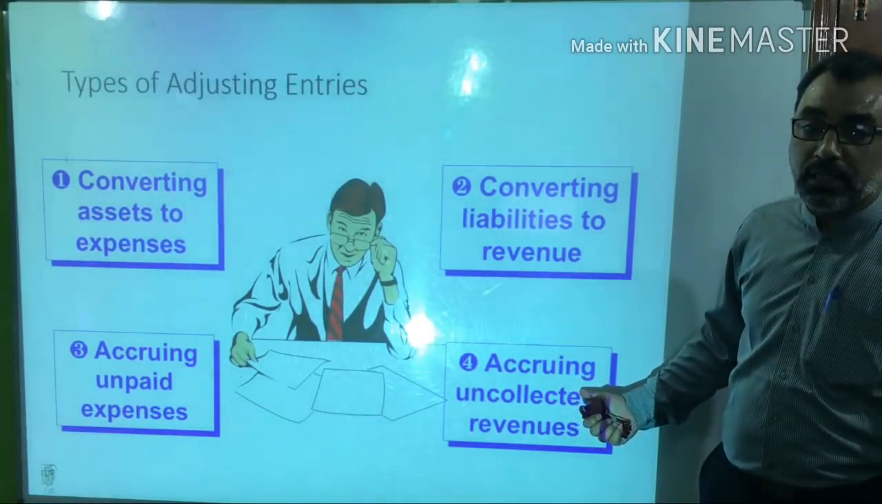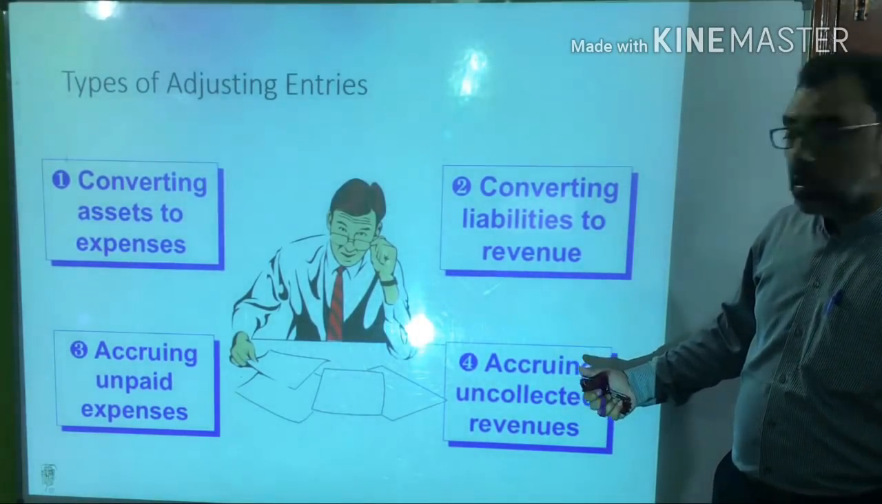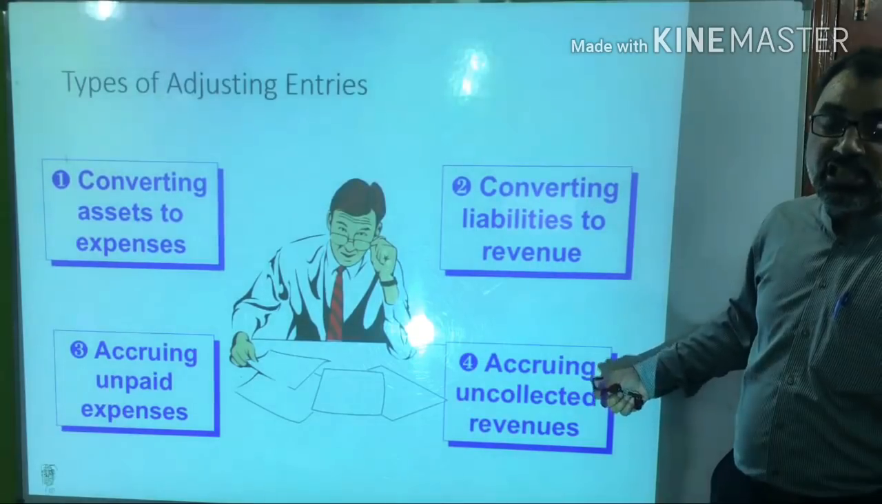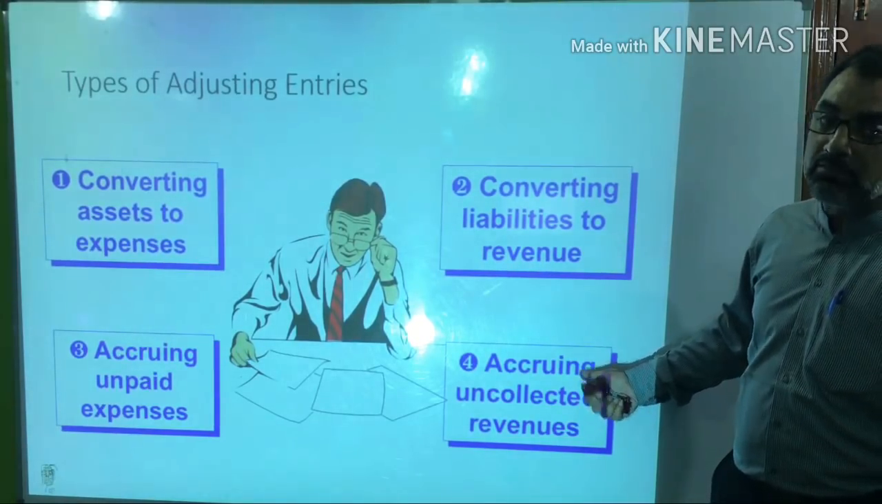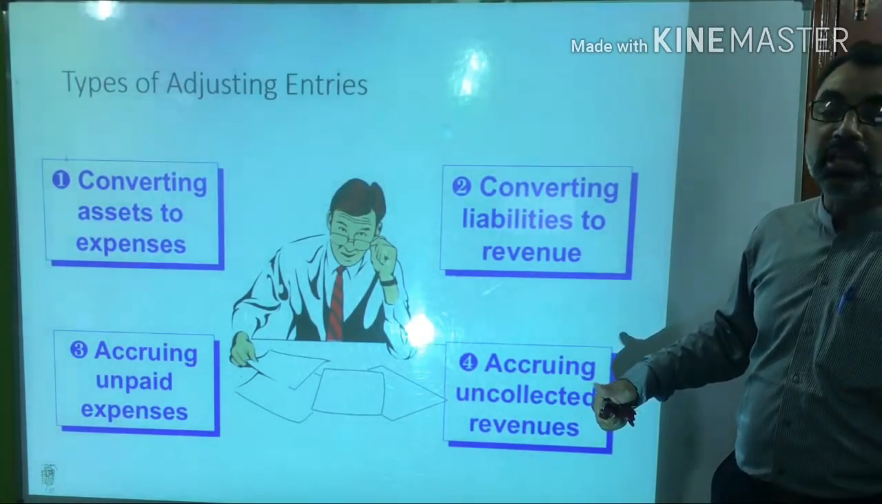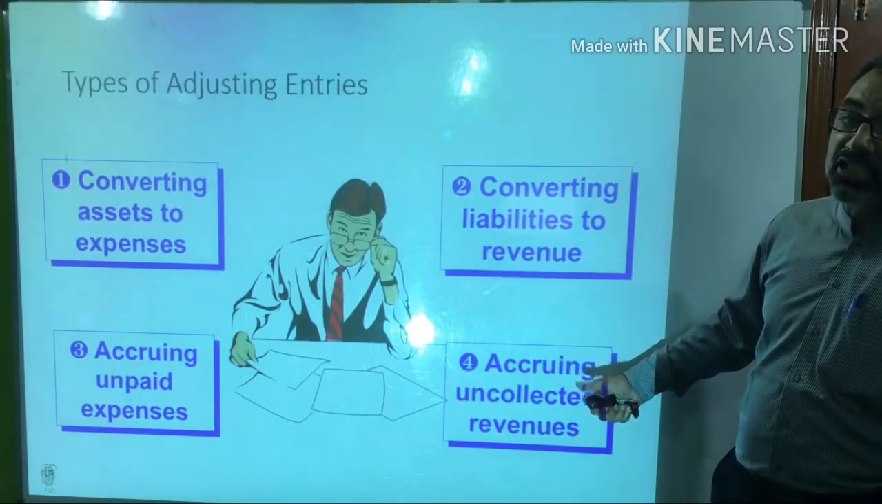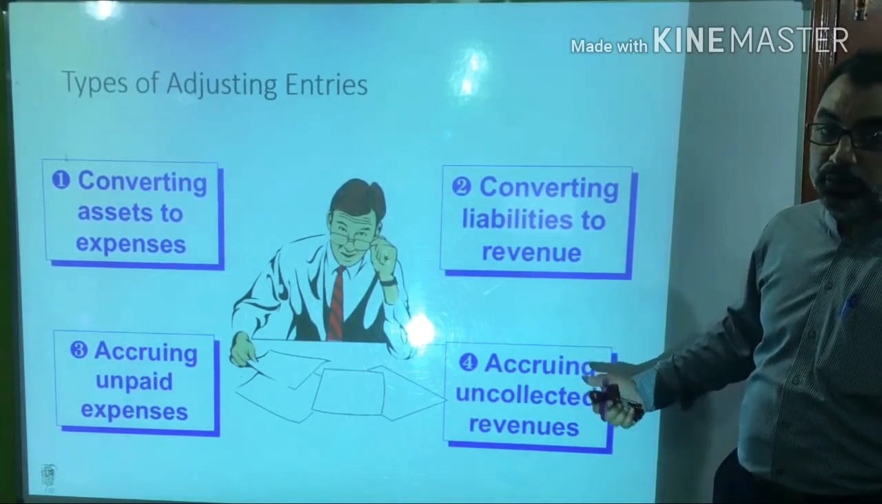And in accruing uncollected revenues, here the revenue has been received afterwards. That means the services are rendered, but the cash is not received, so it is your accounts receivable or something.